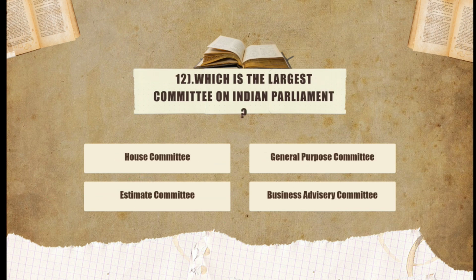Question number 12 asks: which is the largest committee of the Indian Parliament? The options are: A, House Committee; B, Estimate Committee; C, General Purpose Committee; and D, Business Advisory Committee. Among the following committees, which is the largest committee of the Indian Parliament? The correct answer is the Estimate Committee, which consists of 30 members. So it is known as the largest committee of the Indian Parliament.